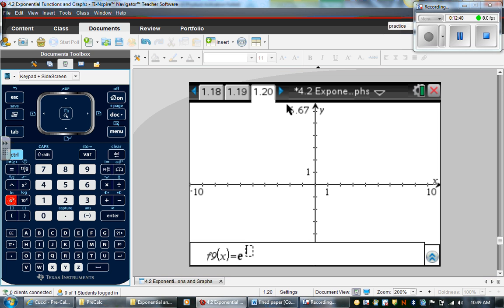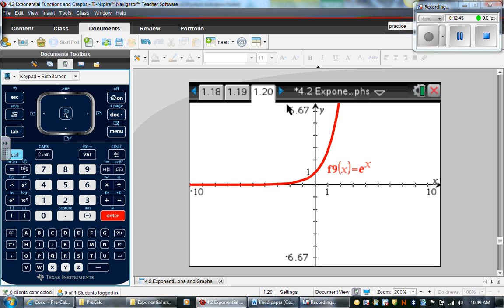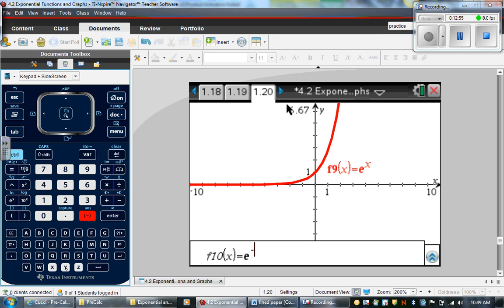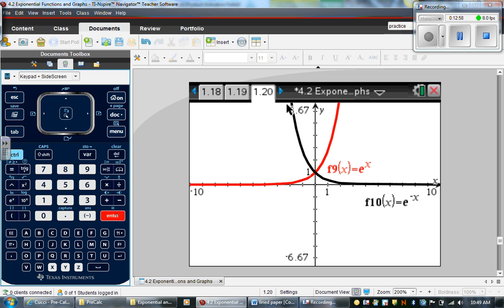And again, we're going to use our e to the x key, and we need to place in our x. So there's e to the x. It's increasing from negative infinity to infinity. E to the negative x is decreasing on the interval negative infinity to infinity. Okay, so basically what has happened here is it's a reflection. The black line is a reflection of the red line over the y-axis. We make the x values negative.